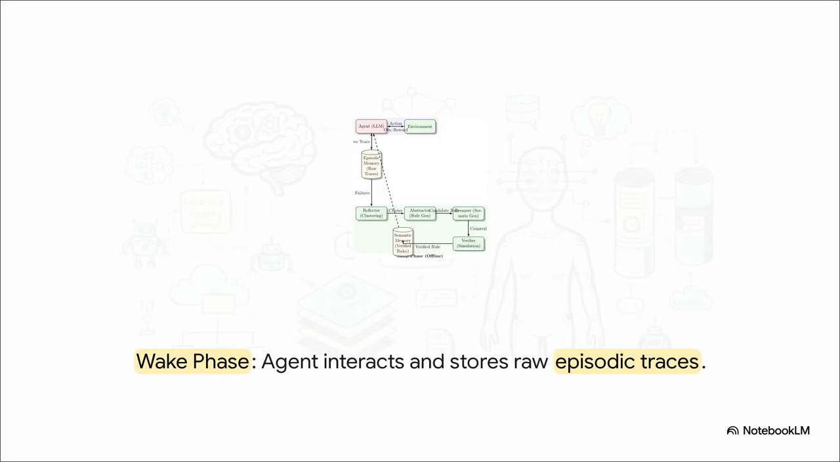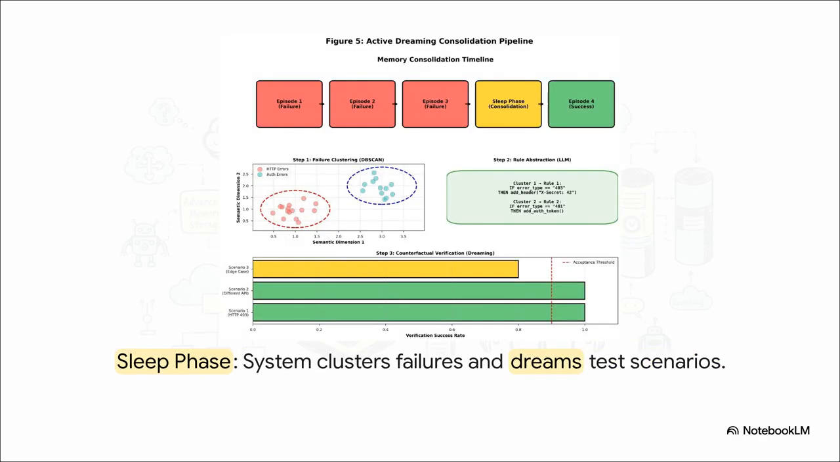This all builds into what researchers are calling active dreaming memory, or ADM, which actually relates AI memory consolidation directly to human sleep. It's wild. During the wake phase, the online agent is just interacting with its environment, simply storing raw episodic traces of its successes and failures without even trying to process them yet. The real magic happens offline, during the sleep phase.